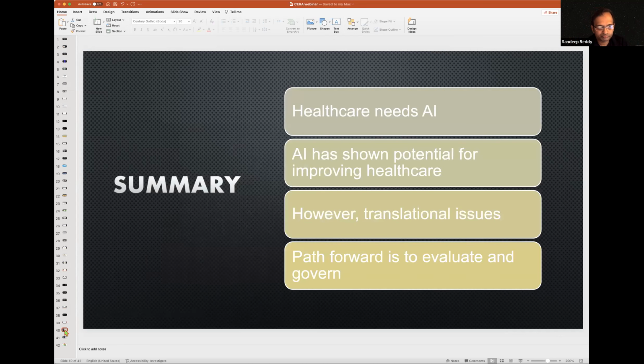I'm glad that people are thinking about it, and a lot of papers and a lot of discussion is happening about this. To end the presentation, we know that healthcare needs AI. I've already given you a demonstration of the challenges healthcare faces and how AI can address that. But we also know that there are significant translational issues, and the best way forward is to adopt proposed frameworks, whether it's mine or many others, but definitely there are solutions to address the ongoing issues.